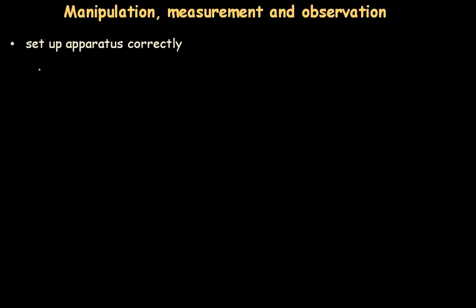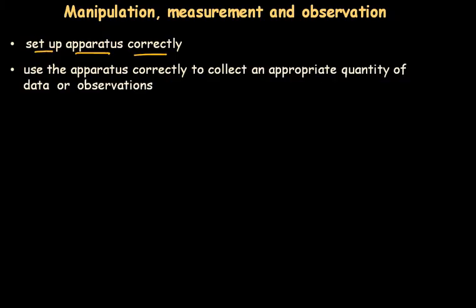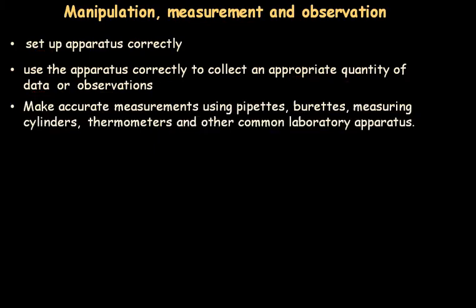The first one is we should know how to set up the apparatus correctly. Also, use the apparatus correctly to collect an appropriate quantity of data and observations, or in other words, we should be able to use apparatus correctly to take accurate readings. Also, make accurate measurements using pipettes, burettes, measuring cylinders, thermometers and other common laboratory apparatus.